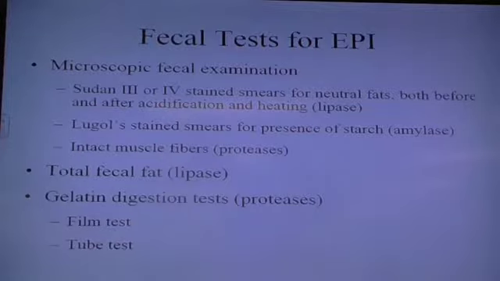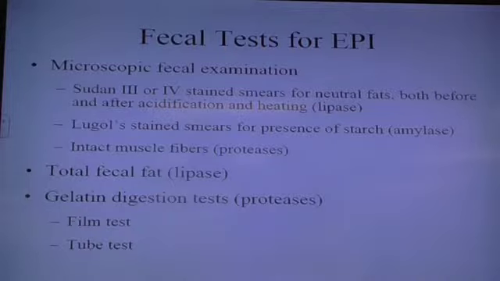tract can't work. So what do you see in the stool? You're going to see a lot of fat in it, right? So we can stain that stool with Sudan 3 or Sudan 4. And you get all these reddish areas in there, so you know that there is a problem as far as lipase is concerned. Okay?